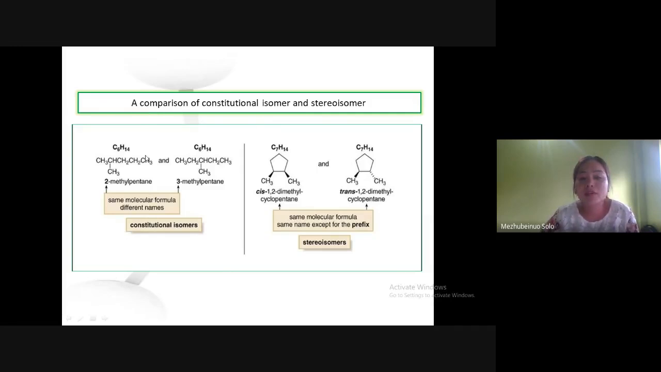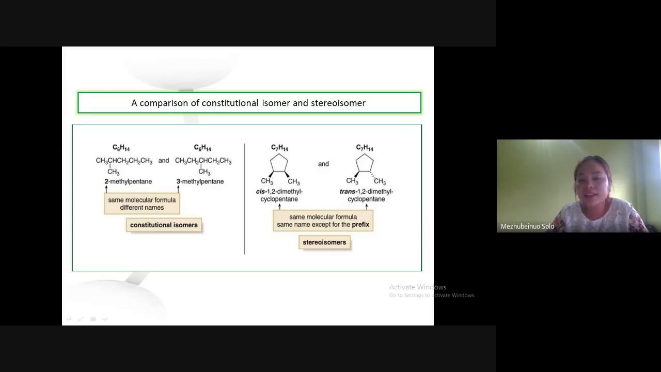So see, in our constitutional isomer, we have two molecules with the same molecular formula. But in the first molecule, the left-hand side molecule, we have our methyl substituent connected to carbon number 2. And in the right-hand side molecule, we have our methyl substituent at carbon number 3. So although they have the same molecular formula, these two compounds have different structures. Therefore, they are called constitutional isomers, and they have different IUPAC names: 2-methylpentane and 3-methylpentane.